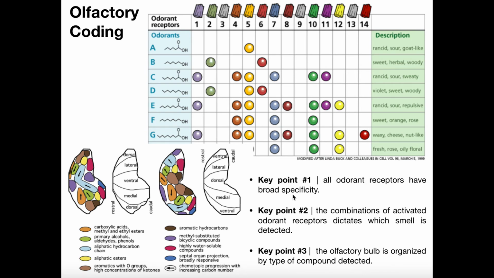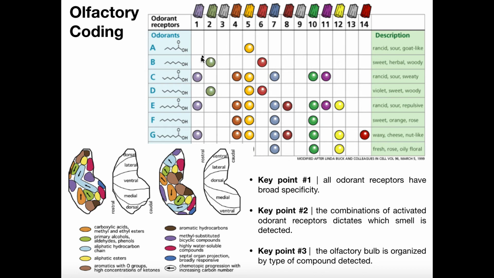Okay, and key point number 2 is really what won the Nobel Prize. The combinations of activated odorant receptors dictates which smell is detected. Okay? So in this experiment, and I believe this is actually experimental data that they used, they had a bunch of different odorants here which actually smell different. And they had 14 odorant receptors. So we're going to just number them receptor 1, 2, and so on and so forth.